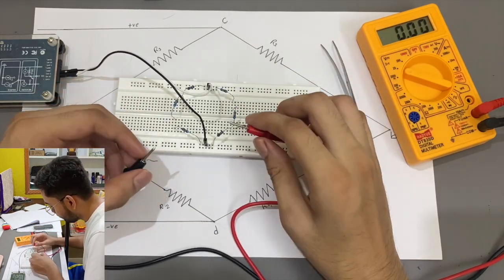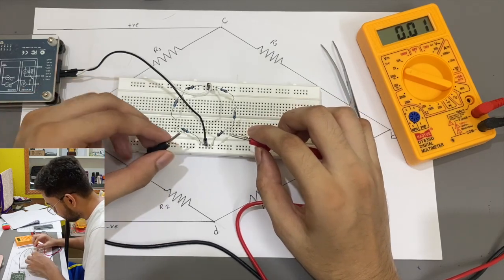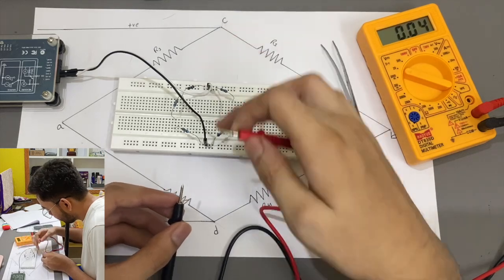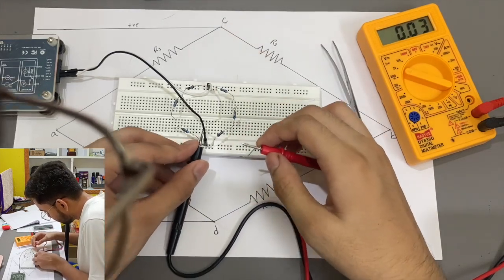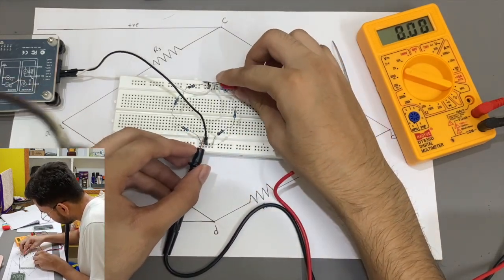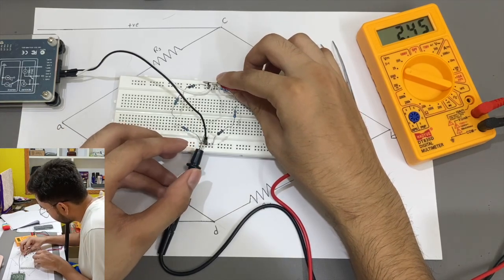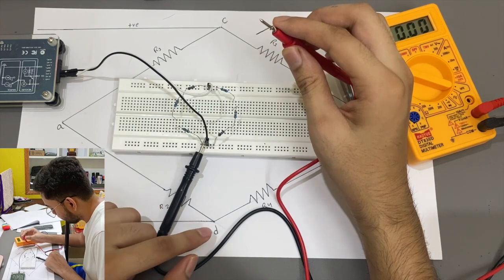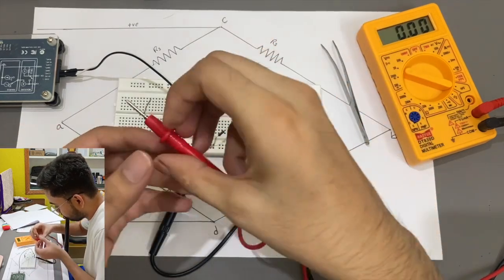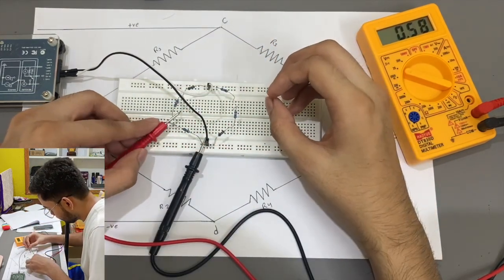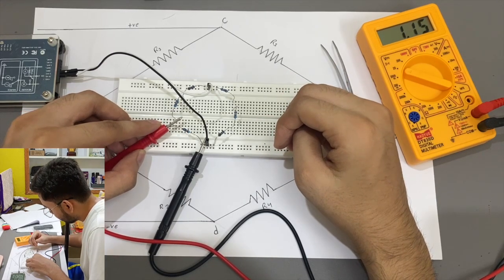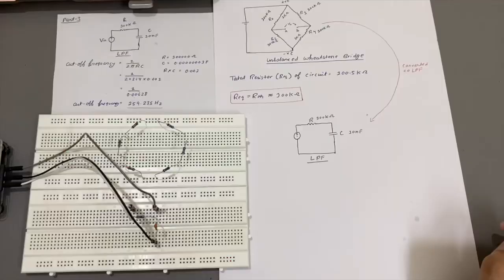Now we will check node voltages. Let's check the voltage across node C and D. The voltage across node C and D is 2.44 volt. Now we will check the voltage across node D and A. It is 1.15 volt. We will also check the other nodes by doing the same.